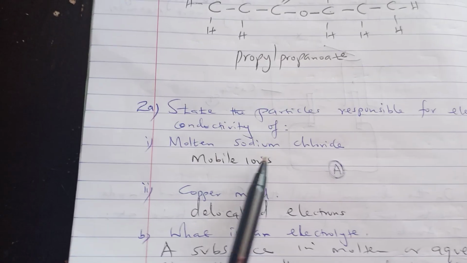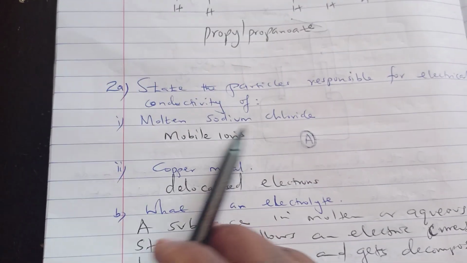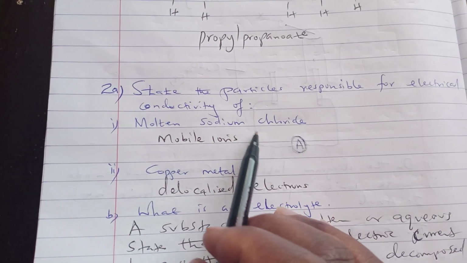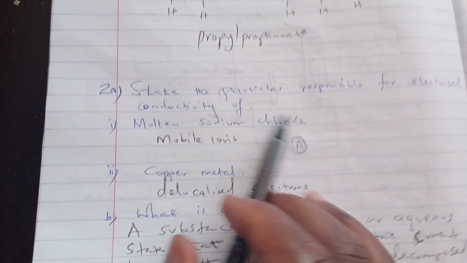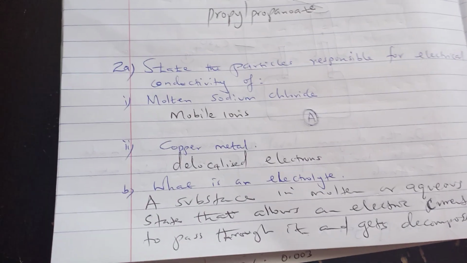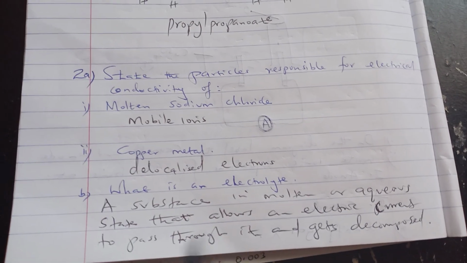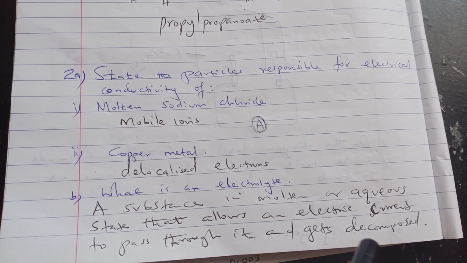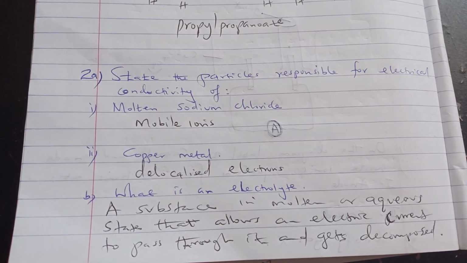So that means that if I pass electric current through molten sodium chloride, it allows the current to pass through, and then this salt, this substance, is broken down to sodium ions and chloride ions, so it becomes an electrolyte. So a substance in molten or aqueous state that allows an electric current to pass through it and gets decomposed. That is the meaning of an electrolyte.